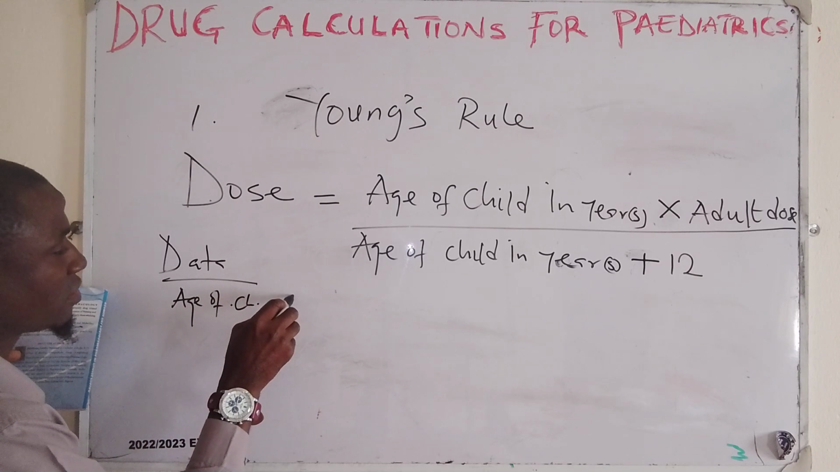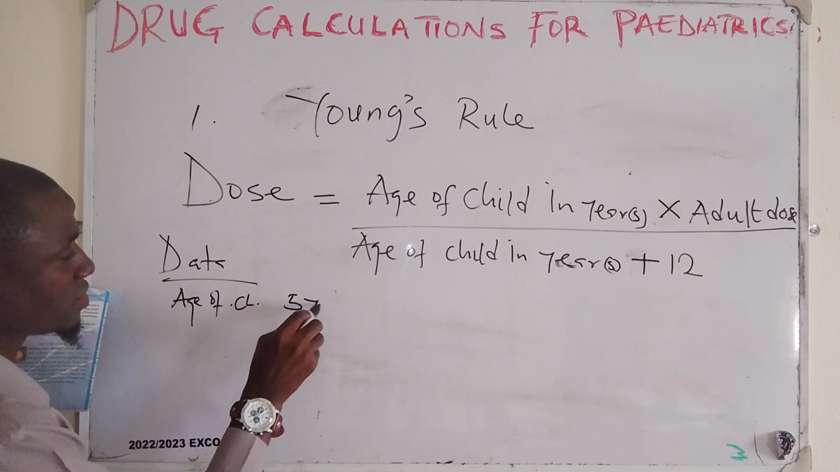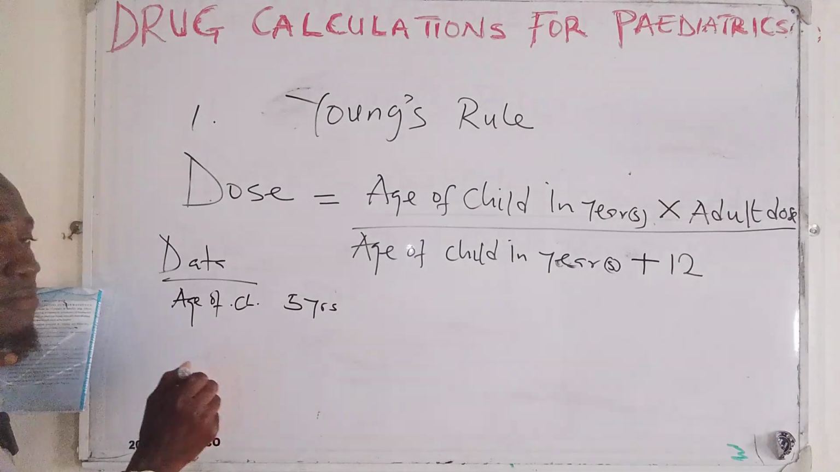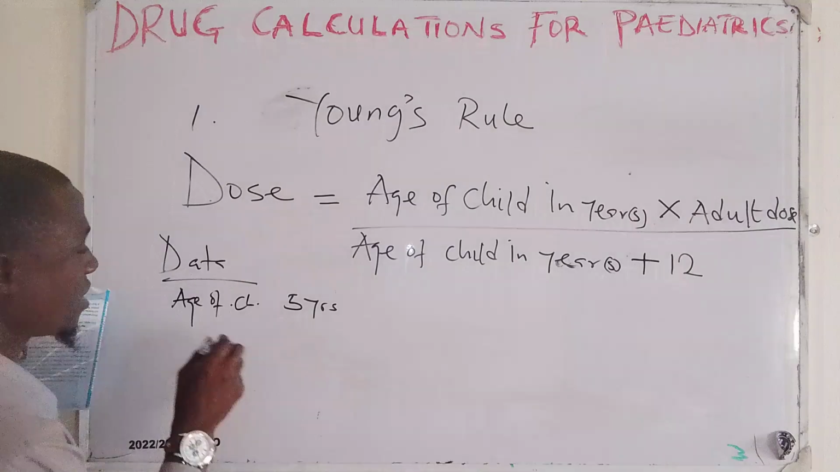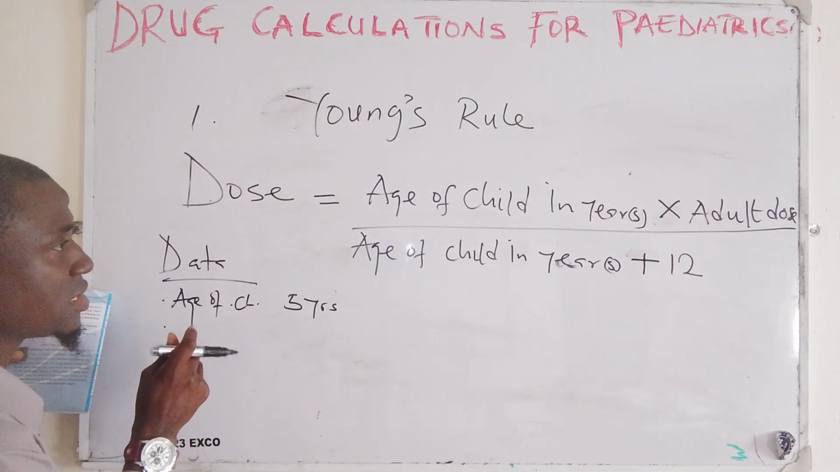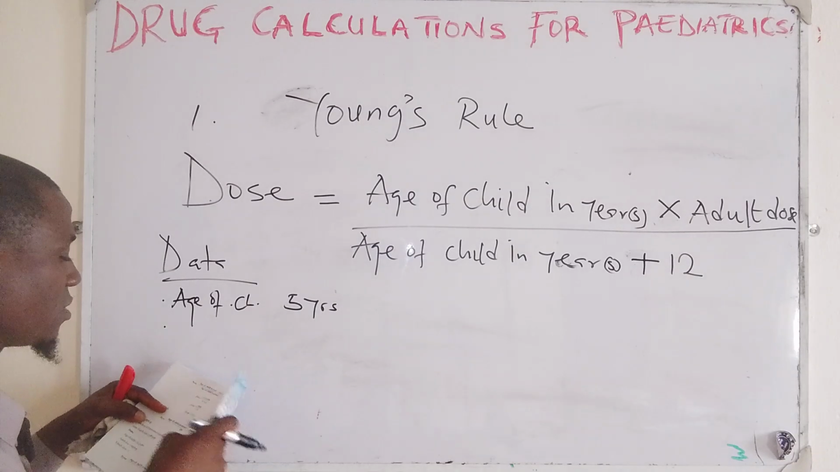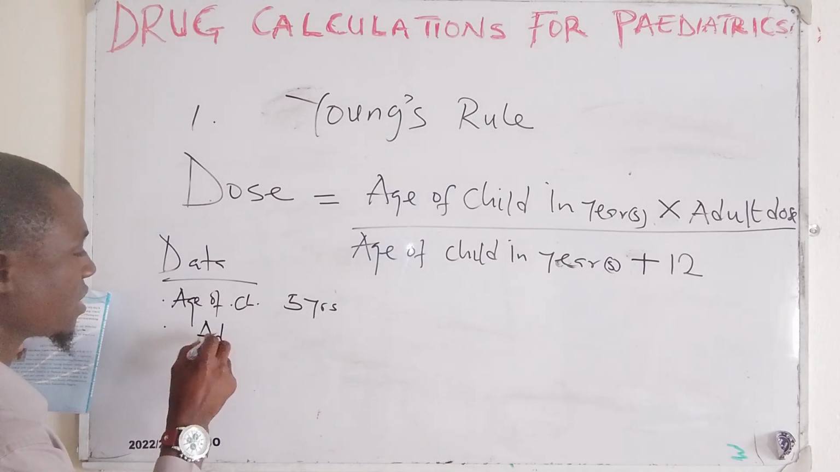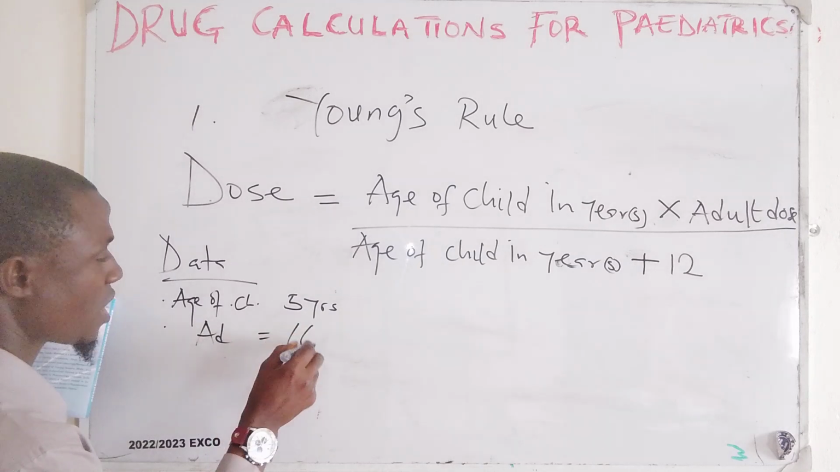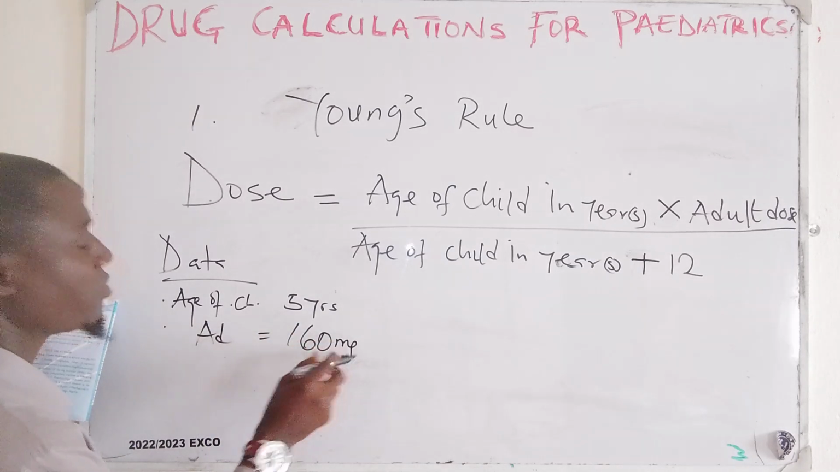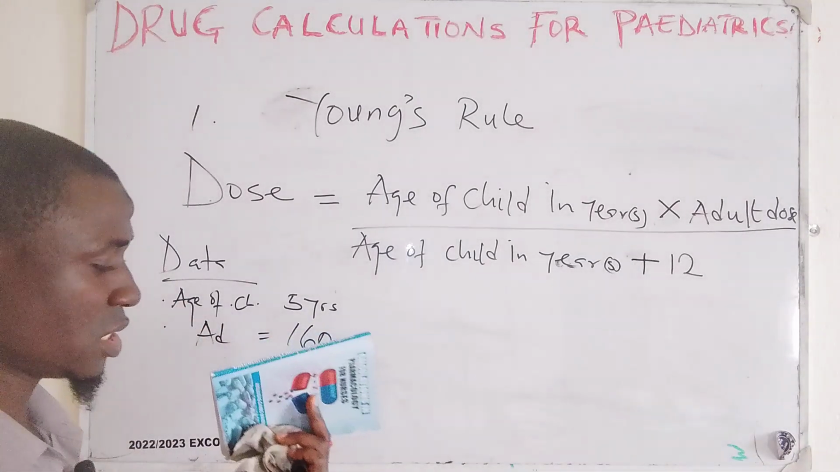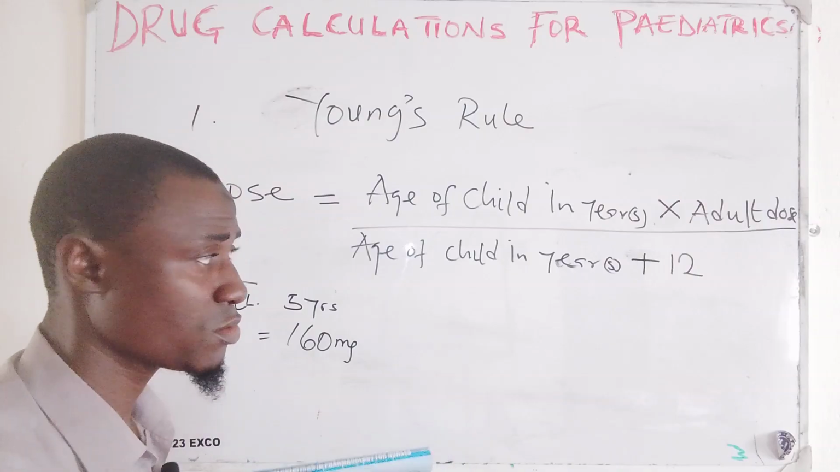Is 5 years. So the child's age is 5 years. Then the next information that we'll need is the adult dose. Adult dose was given from the question to be 160 milligram. So the dose for adult is 160 milligram. I think those are the two pieces of information that we'll need as far as this question is concerned.